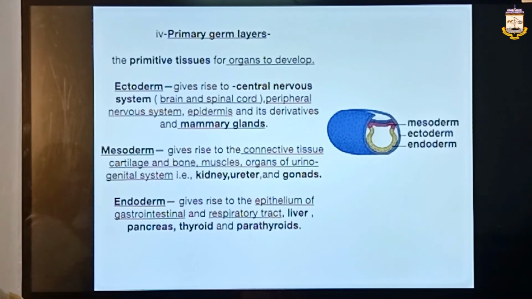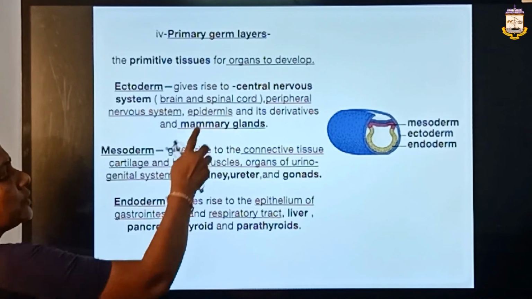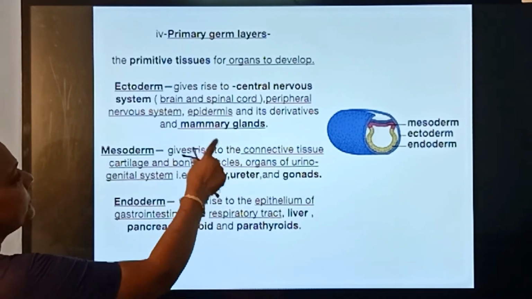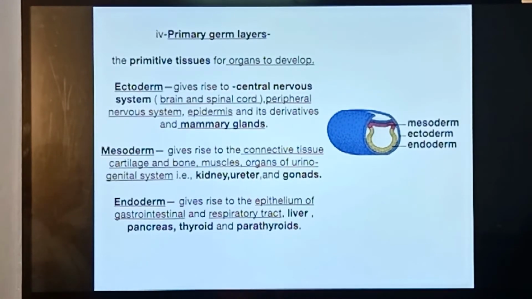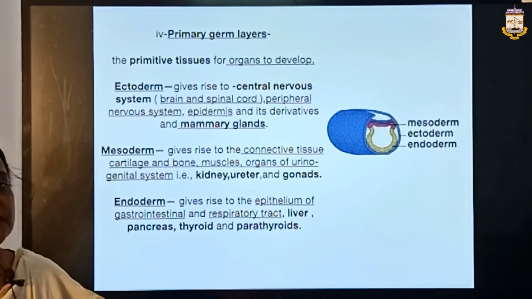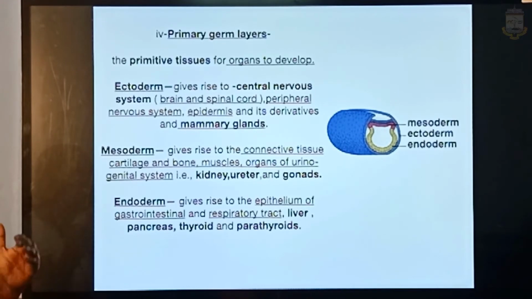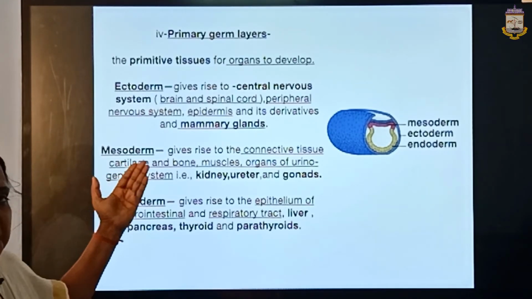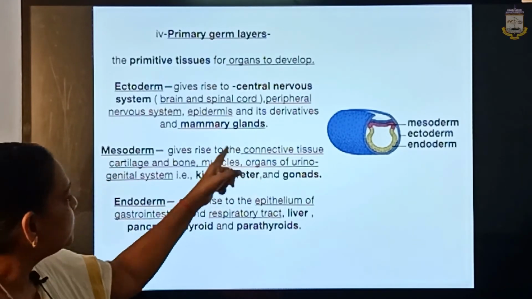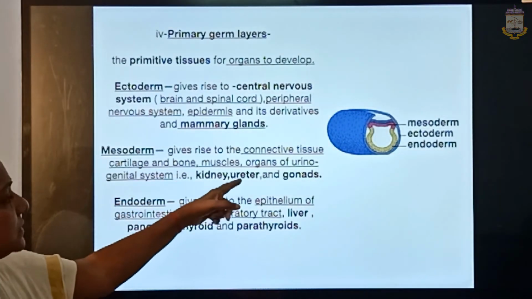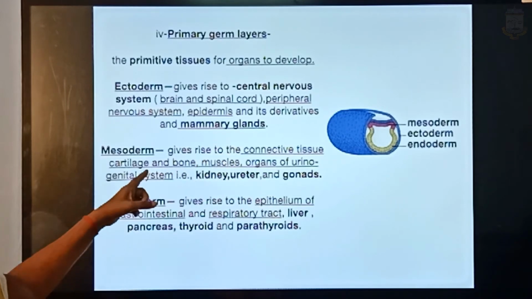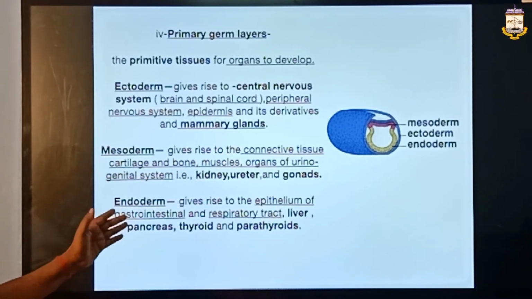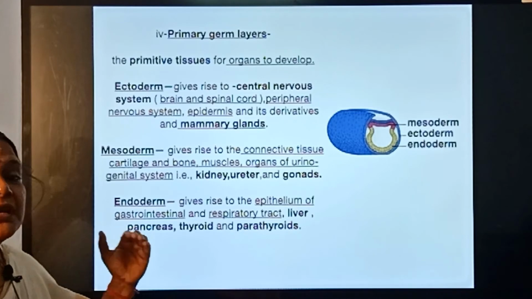Out of that, the first one is the ectoderm, which gives rise to the central nervous system. When I say central nervous system, it is the brain and the spinal cord. Then the peripheral nervous system, epidermis, derivatives of the mammary gland. All these develop from the ectoderm. Then comes the mesoderm, the middle layer. Here the connective tissues, cartilage, bone, muscles, organs of the urinary system, kidney, ureter, gonads, everything is formed by this mesoderm. Then you have the endoderm, the innermost layer.